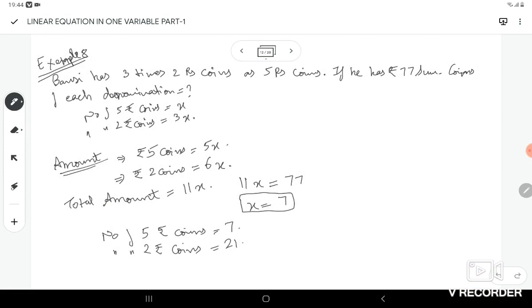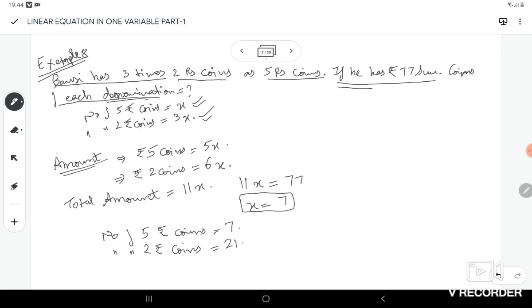Now let's see another example. It says that Bansi has 3 times as many 2 rupee coins as 5 rupee coins. So let the number of 5 rupee coins Bansi has be equal to x, and 2 rupee coins, it says, is 3 times, so 2 rupee coins will be equal to 3x. Now it says if he has 77 rupees as the sum of coins, we have to find the number of coins of each denomination, that is how many coins of rupees 5 and how many coins of rupees 2 he has.